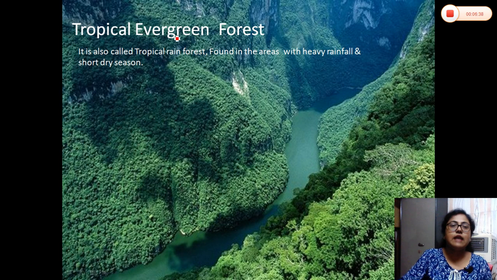At first we will start with tropical evergreen forest. Now tropical evergreen forest, this is also known as tropical rain forest. Why is it called rain forest? Because these forests are mainly found where there is heavy rainfall, more than 250 centimeter rainfall, and short dry season.